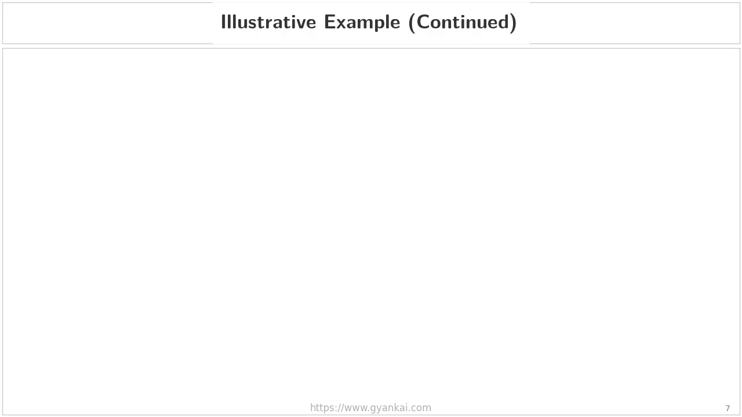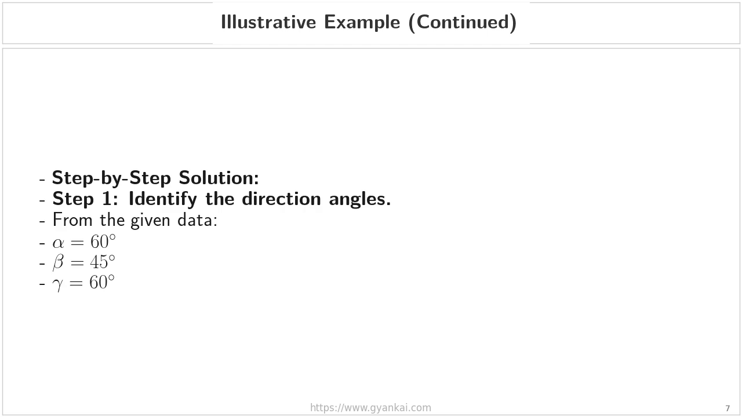Illustrative example, continued. To find the direction cosines, we will follow a clear, step-by-step process. Our first step is to identify the direction angles from the information provided in the scenario. Looking back at our problem, we are given three specific angles. We have alpha equals 60 degrees, beta equals 45 degrees, and gamma equals 60 degrees. Now that we have the problem statement, let's move into the solution phase. We'll use these three angles as the foundation for our next calculation in the following slide.